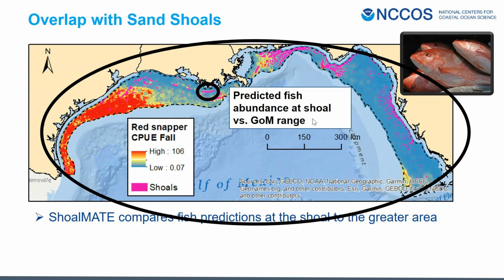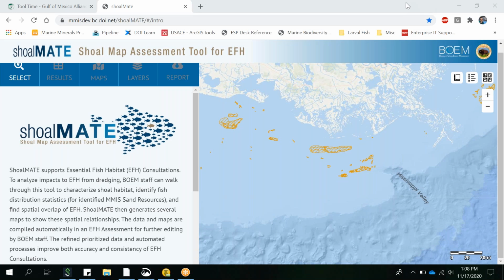This is the predicted fish abundance at the shoal compared to the Gulf of Mexico range. All right, and can I hand that over to Dina? Great, thank you, Brad.